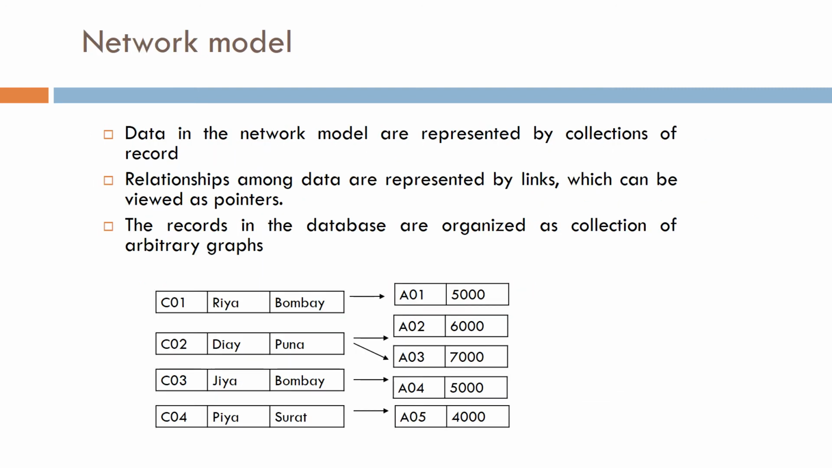Network model. This is the second example of record-based data model. Data in the network model are represented by collection of record. Relationships among data are represented by links, which can be viewed as a pointer also. The records in the database are organized as a collection of arbitrary graphs. Here you can see a customer table having four records, and which are connected with 5 different records of accounts. So you can see from this arbitrary graph method which customer belongs to which account number. For example, customer C02 has two accounts, A02 and A03.